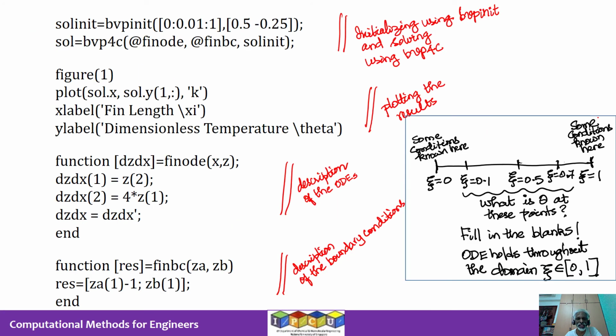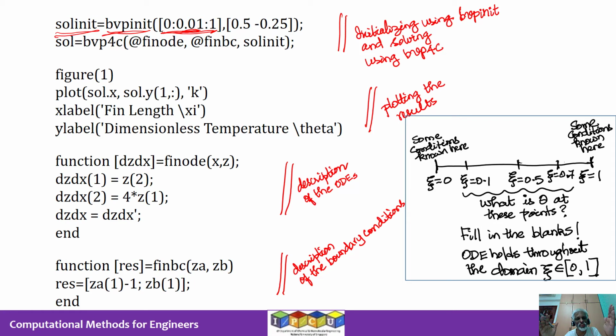So when you come to the MATLAB code, this is what you do. First, you initialize the solution. That means you give a guess for the solution. You do it using the built-in function called bvpinit. We know psi goes from 0 to 1, so you break it into this domain. You start at 0, end at 1, and you go in steps of 0.01. So the domain is psi equal to 0 to 1, where 0 is the left boundary and 1 is the right boundary.